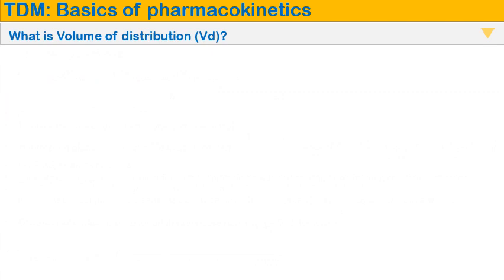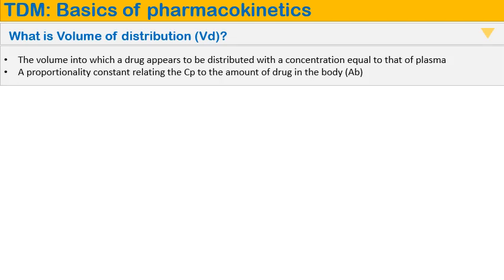The other independent parameter is volume of distribution. Volume of distribution is a volume into which the drug appears to be distributed with a concentration equal to that of plasma. يعني هو الحجم اللي راح ياخذ الدواء بحيث يكون الكونسنتريشن مالته مساوي من الكونسنتريشن البلازما.